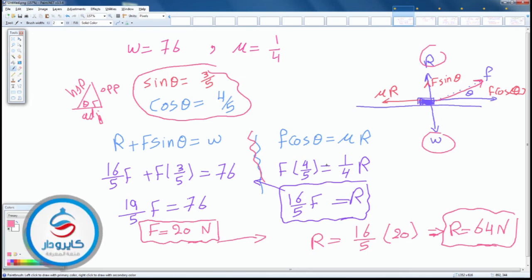Now we have a very important problem. Let's read it together and then solve it. A body of weight W newton.